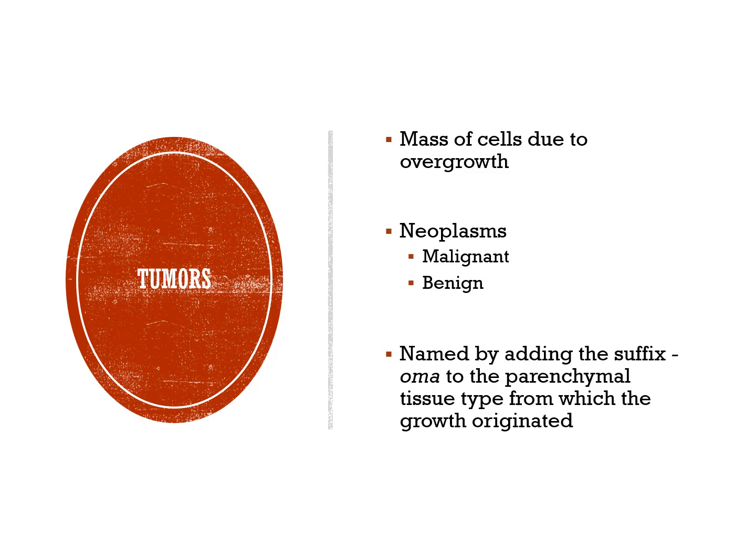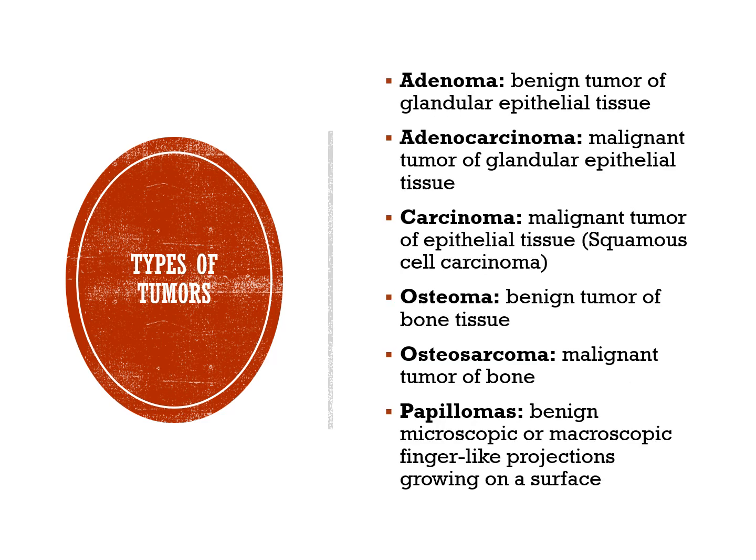And neoplasms fall into two separate categories, malignant versus benign, and we'll talk about the differences between the two. We also have some naming conventions that we use for tumors. They're named typically by adding the suffix OMA to the parenchymal tissue type from which the growth originated. So here are some examples.